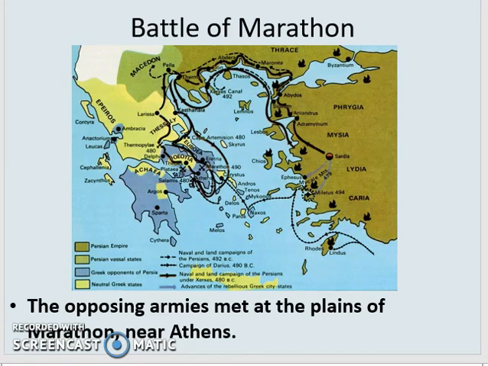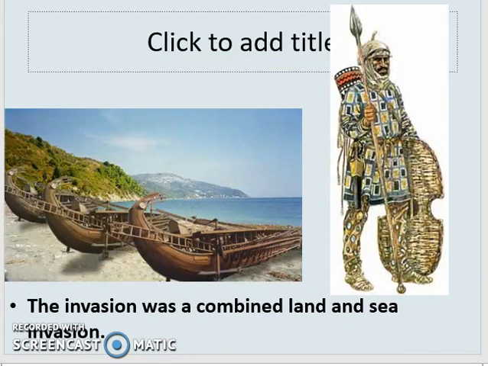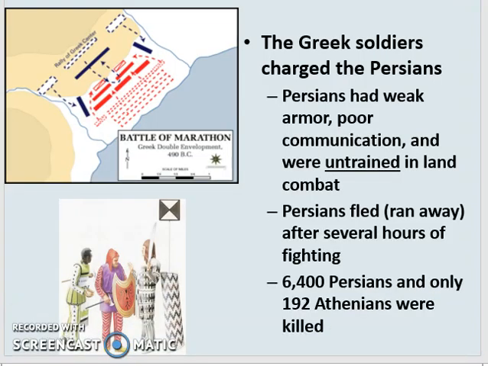So with the Battle of Marathon, we have a battle that takes place where opposing armies meet at the plains of Marathon near Athens. So if you're looking on the map here, Marathon is located right here, and Athens is located right here. So this is pretty close to where Athens is located, and this is where this battle is going to take place. The invasion was a combined land and sea invasion, and so the Persians are going to be the ones who are invading, who are coming to Marathon. Greek soldiers are going to charge the Persians.